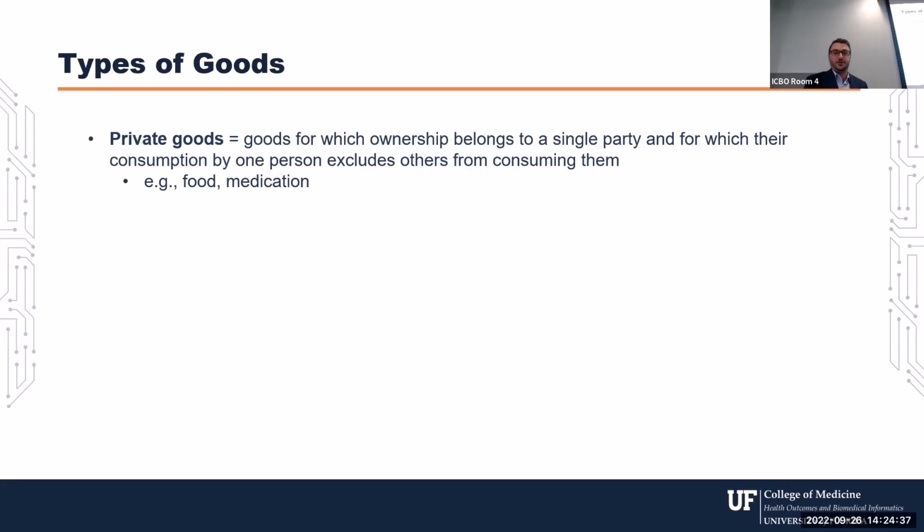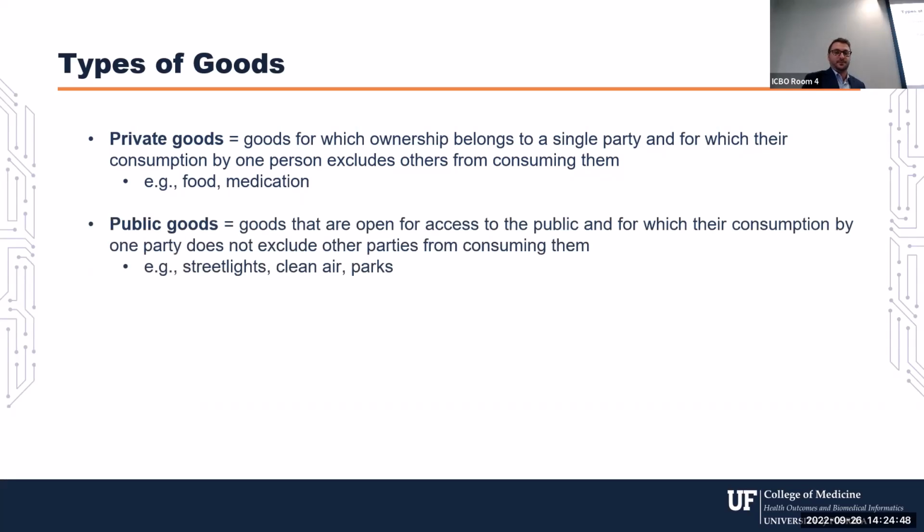And so the first type is a private good. These are goods for which ownership belongs to a single party, and for which their consumption by one person excludes others from consuming them. Examples being food and medication. Then there are public goods. These are goods that are open to access to the public, and for which their consumption by one party does not exclude other parties from consuming them. Examples of this would be streetlights, clean air, parks.